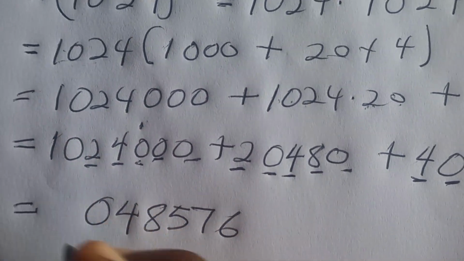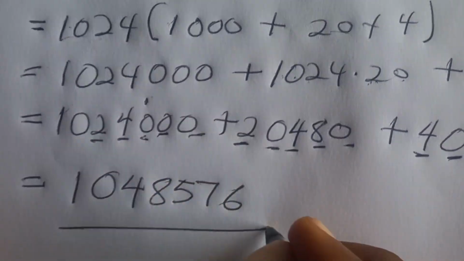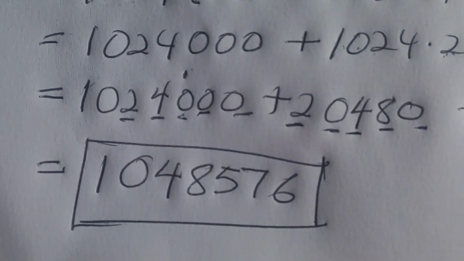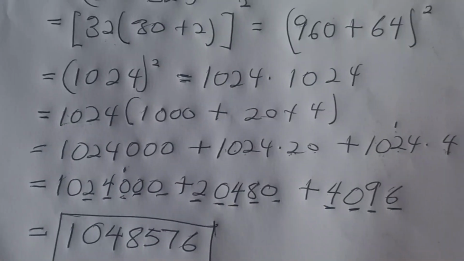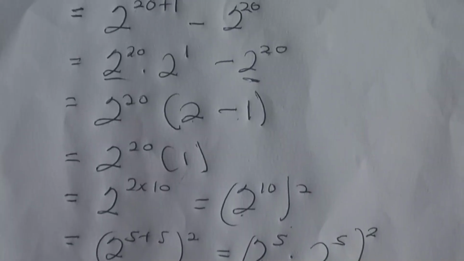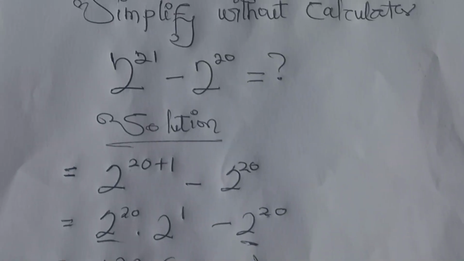And then our 1. So this is our final answer for the expression, 2 exponent 21 minus 2 exponent 20, without using a calculator. This is our answer. Thank you for watching.